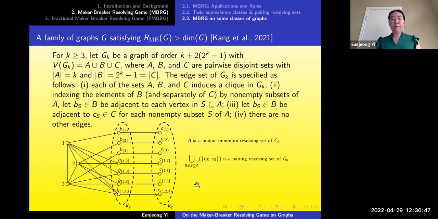On the other hand, we separately showed that if you have B sub S, comma C sub S as two subset elements, where S is an element of the power set of A which is not the empty set, they form a pairing resolving set of the graph G. So resolver is guaranteed to win, yet this is the situation where R sub MBRG, the minimum number of steps for resolver to win in the resolver-plays-first situation, is strictly greater than the metric dimension. Any questions?